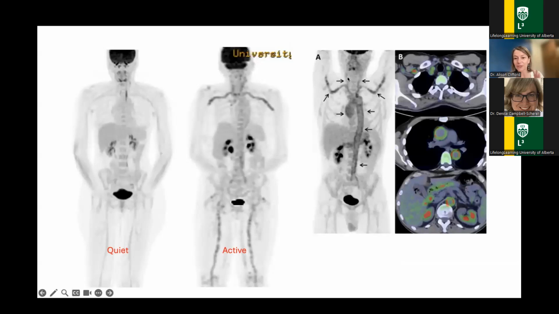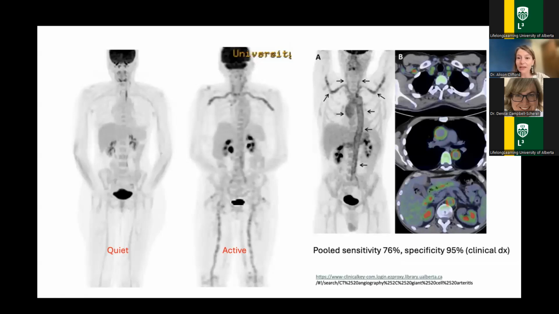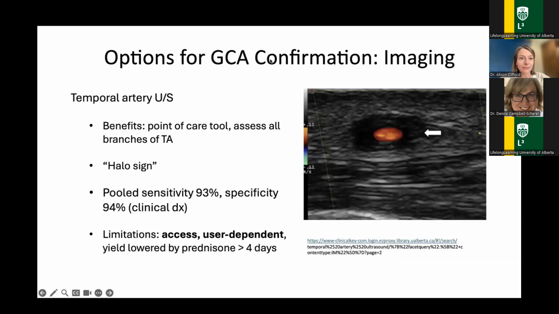These are more pictures looking at the aorta, both thoracic and abdominal. And the sensitivity and specificity is pretty good for this diagnosis.